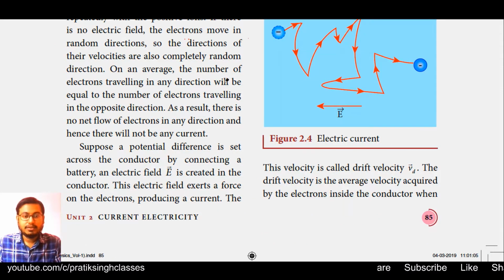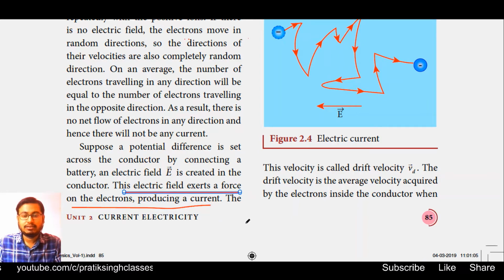Alright, suppose a potential difference is set across the conductor by connecting a battery. An electric field E is created in the conductor. This electric field exerts a force on the electrons, producing a current. So what really happens is, suppose this is a conducting material or conducting wire, simply a wire, and it is being connected to a battery.